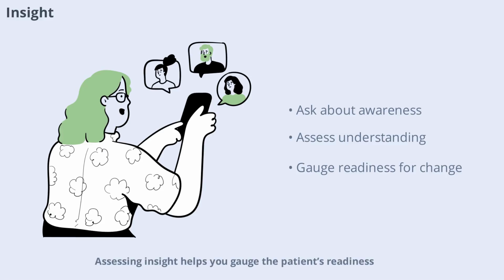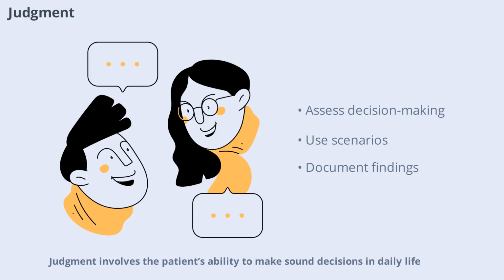Assessing insight helps you gauge the patient's readiness for change and tailor your approach to care. Judgment involves the patient's ability to make sound decisions in daily life. Ask about hypothetical scenarios or recent choices to assess their reasoning. Poor judgment can be a sign of cognitive impairment or psychiatric illness. Document your findings and consider how judgment may impact the patient's safety and functioning.